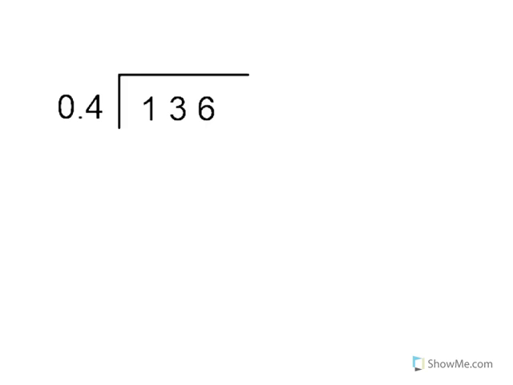Here I have 136 divided by 0.4. Now we've already said I can't keep this decimal point here. I need to move it over. And that's great. I'm going to end up with 4 as my divisor. But in 136 I don't have a decimal point. Now I know that means there's really a decimal point right here at the end, and that I still need to move it over 1.